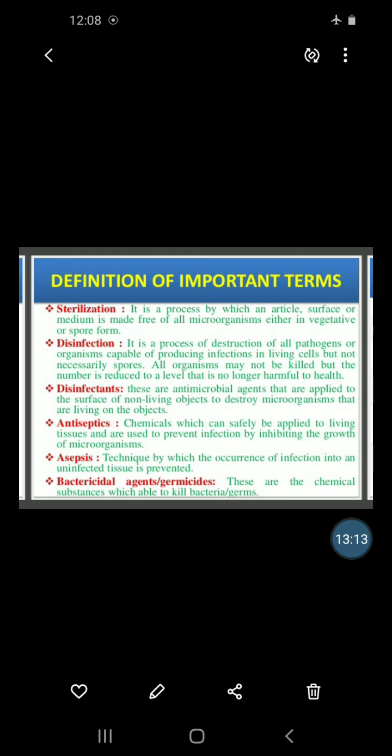Dry heat sterilization is the most reliable method. It is also a widely used sterilization method in which the enzymes and other essential cell constituents are destroyed.